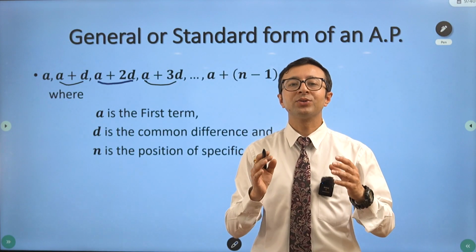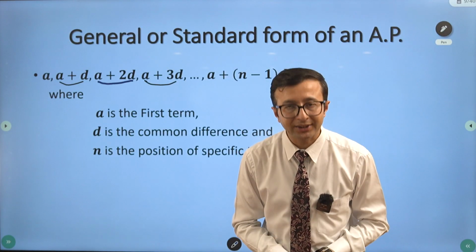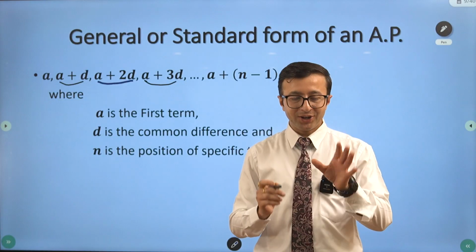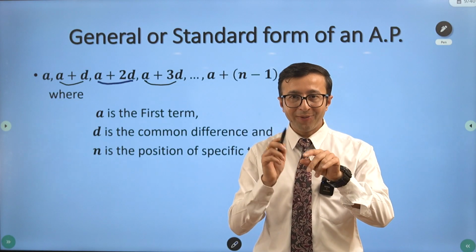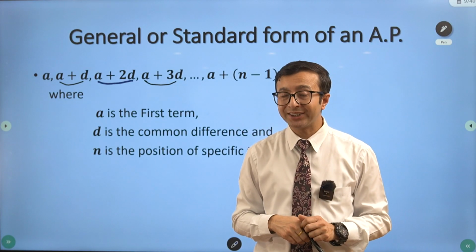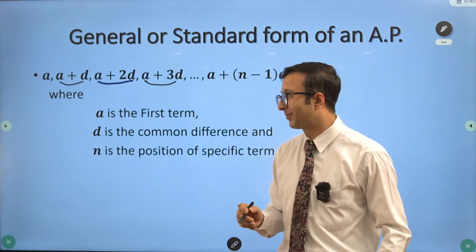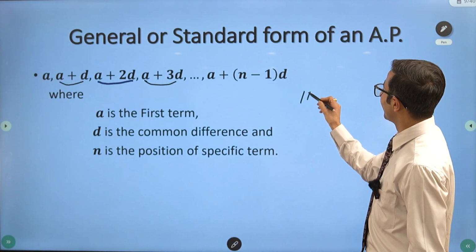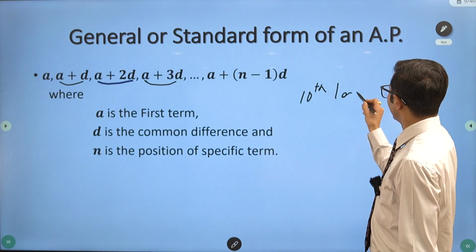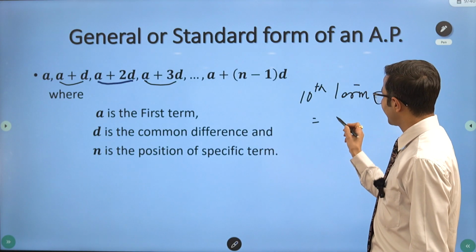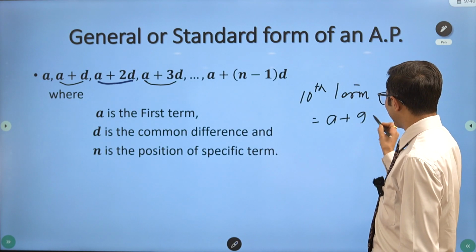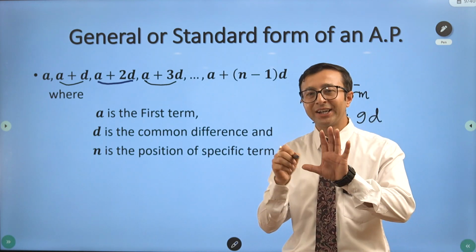To find, suppose you need to find the 10th term, then you are starting from the first term, and how many gaps do you need to add to get the 10th term? 9 gaps that you need to add. You will be getting the 10th term. That means if you want the 10th term of this AP, very simple, a plus how many d? 9d, because starting one is already there.